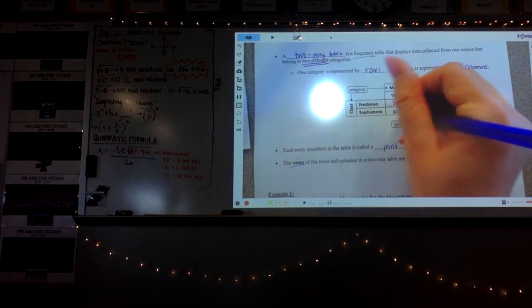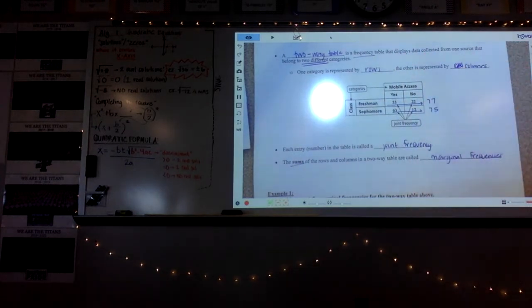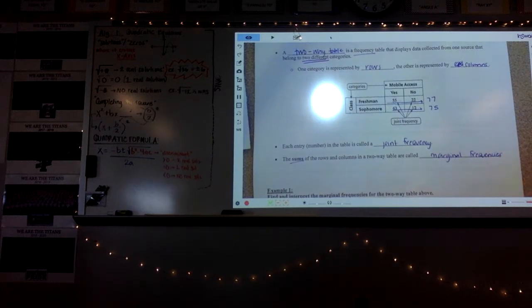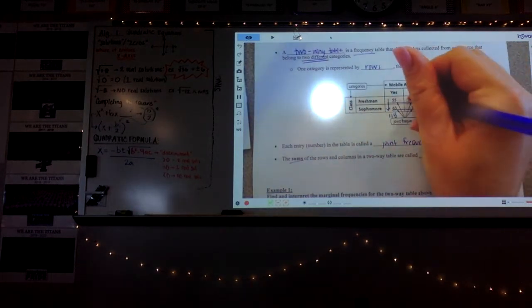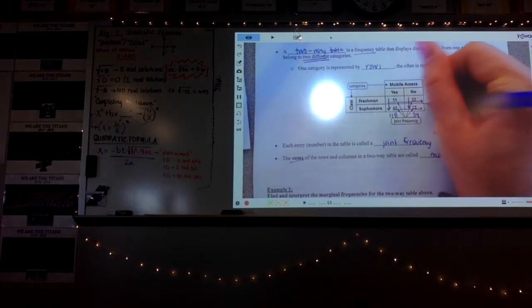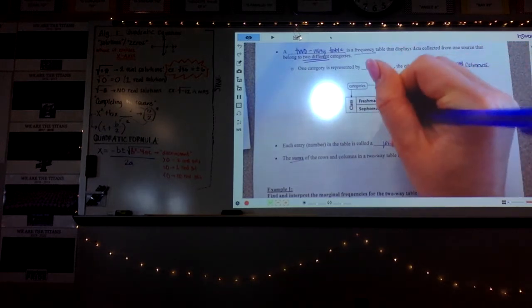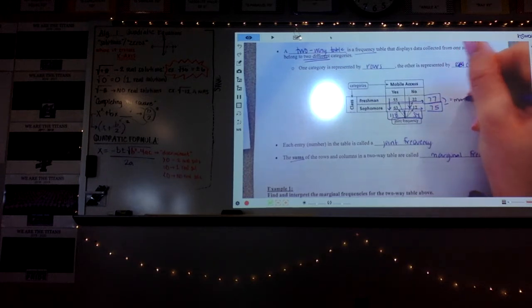Sophomores, 63 plus 12. My math was all over the place last hour. I'm going to get it right this time. There were 75 total sophomores interviewed. Between the freshmen and sophomores, how many total had a cell phone? 118. How many total did not have a cell phone? 34. So these numbers on the outside are called marginal frequencies.